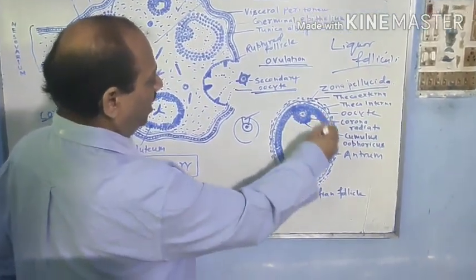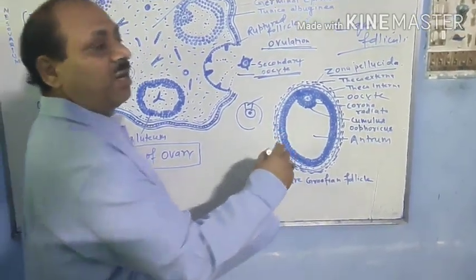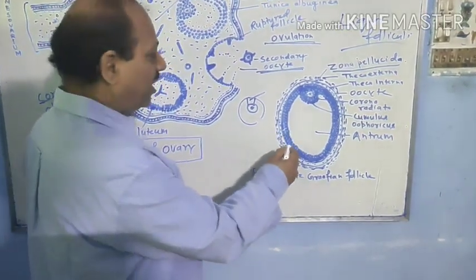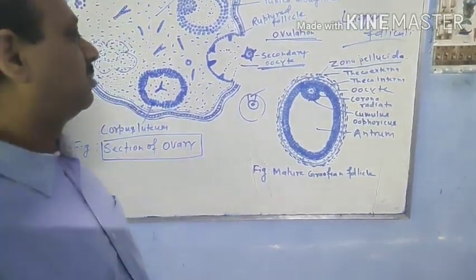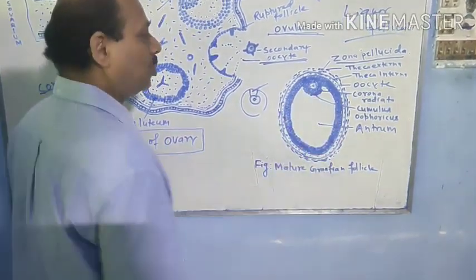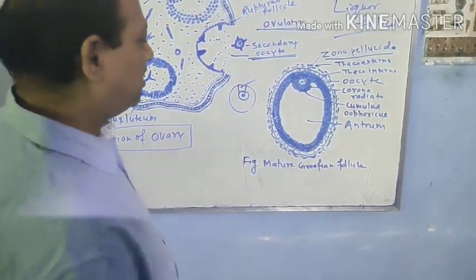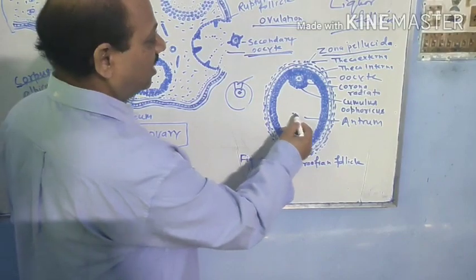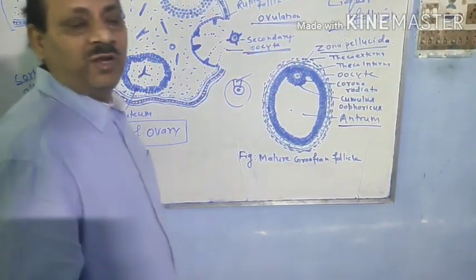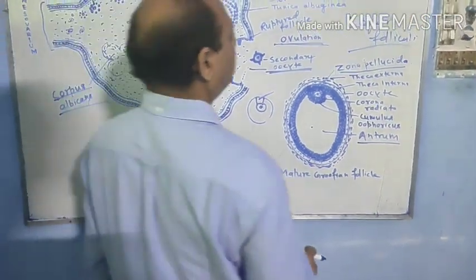Oocyte is surrounded by few layers of follicular cells known as membrana granulosa. This layer is known as membrana granulosa, and it consists of follicular cells. Follicle contains a cavity known as antrum. Antrum is filled with a fluid known as liquor folliculi.